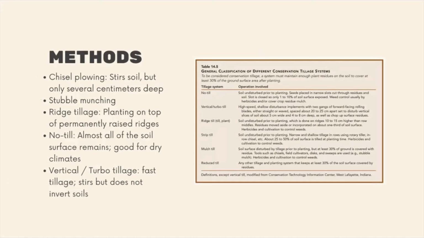First is going to be chisel plowing, which stirs the soil but only a few centimeters deep. There's stubble mulching, and ridge tillage, which is planting on top of permanently raised ridges. And then there's also a no-till method where almost all of the soil surface remains, and that's really good for dry climates because it preserves as much of the soil moisture as possible. And then there are more modern practices like vertical or turbo tillage, which is basically really fast tillage, and it stirs, but it does not invert the soil.